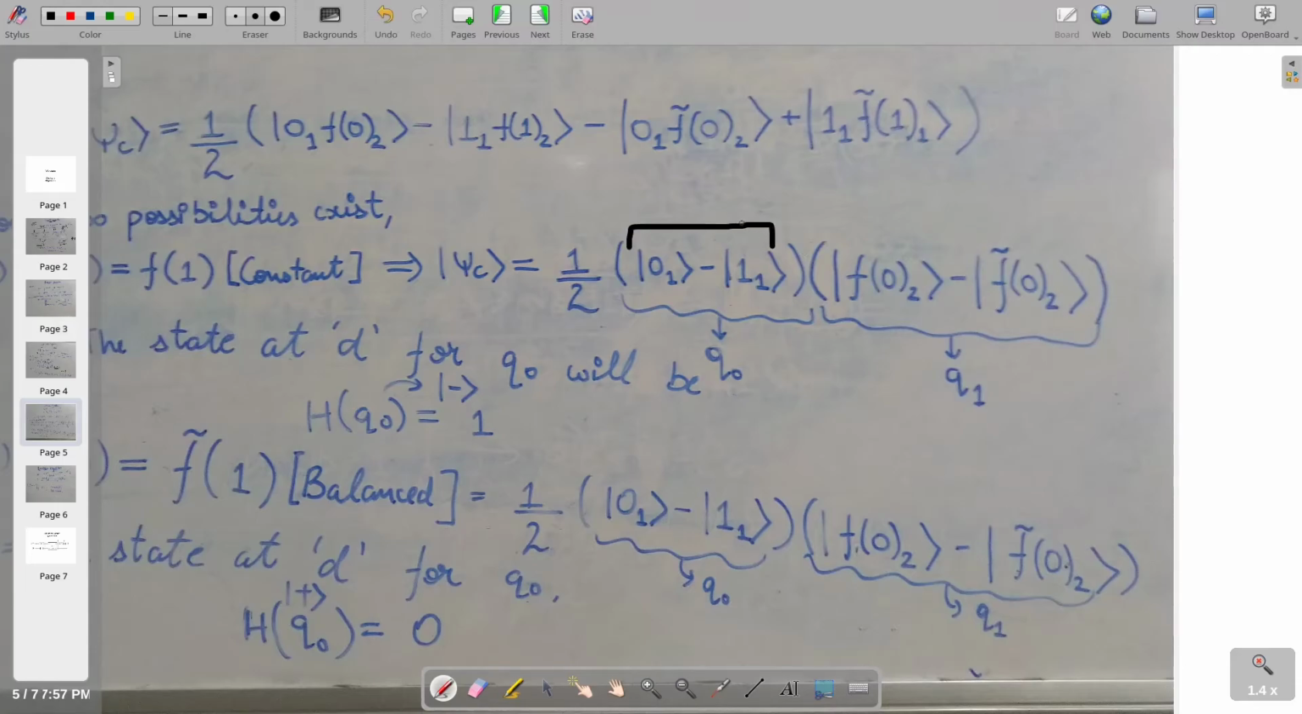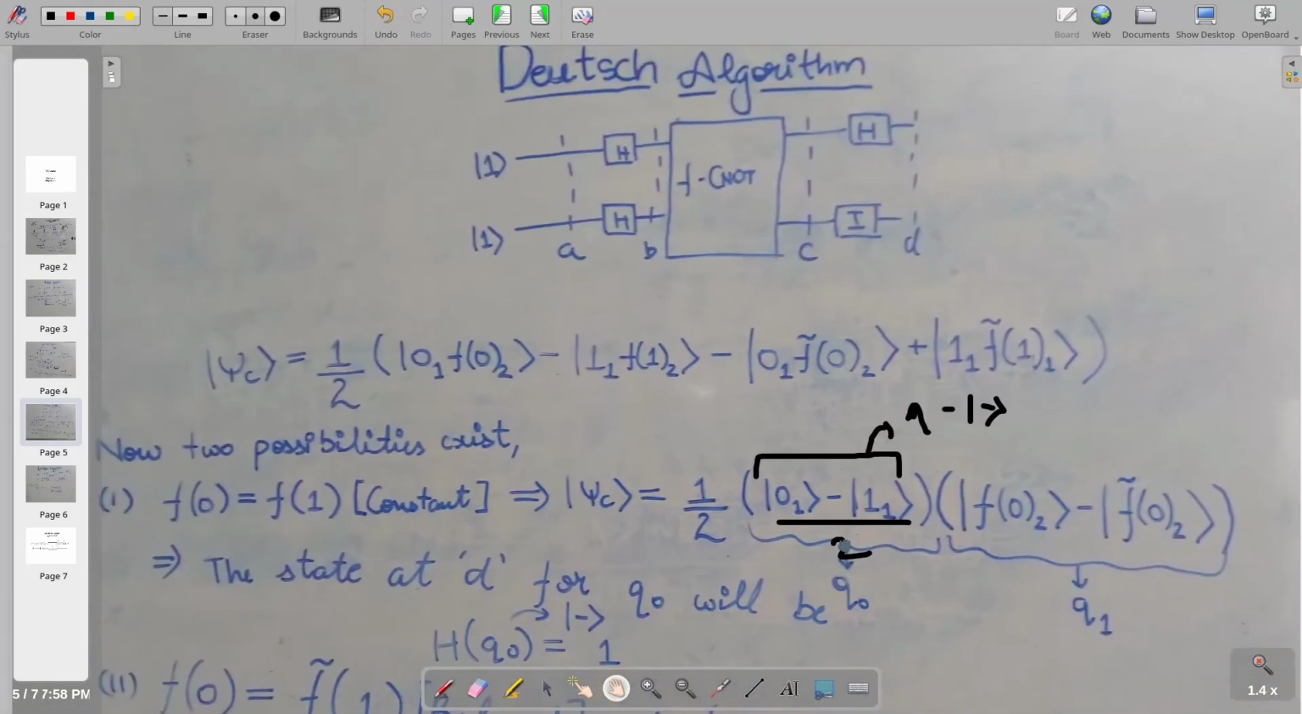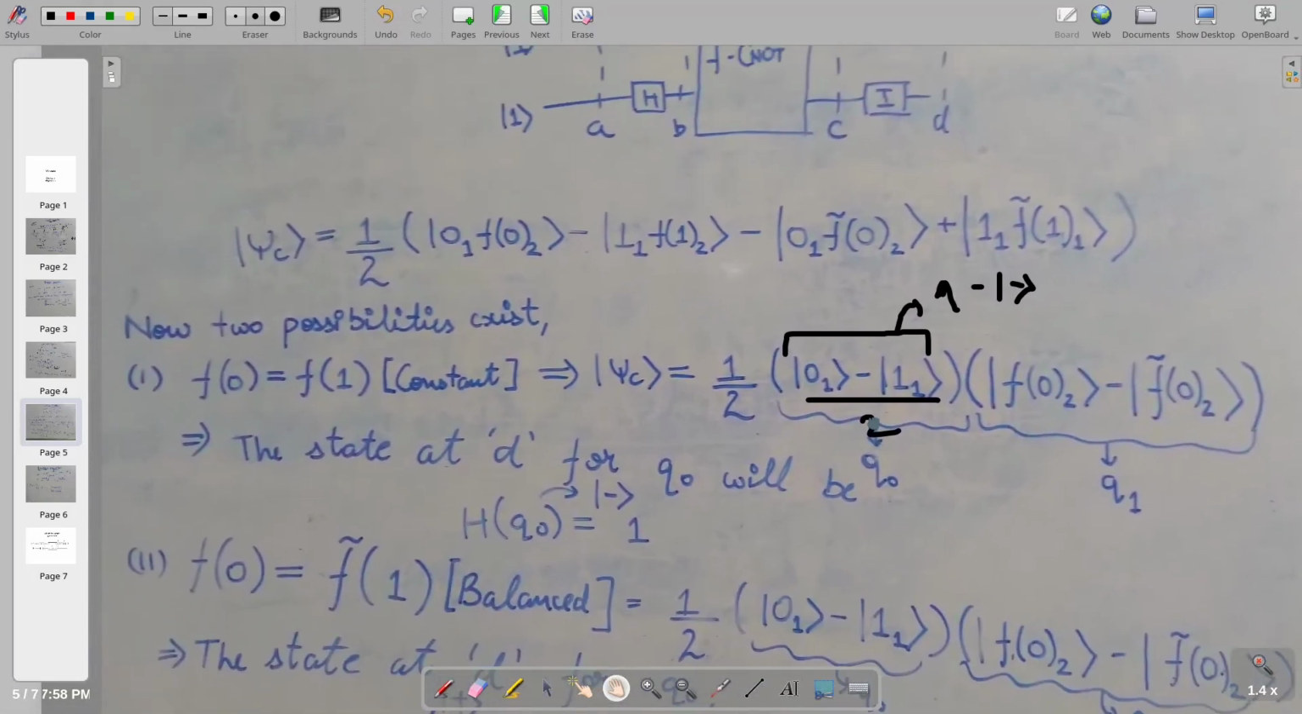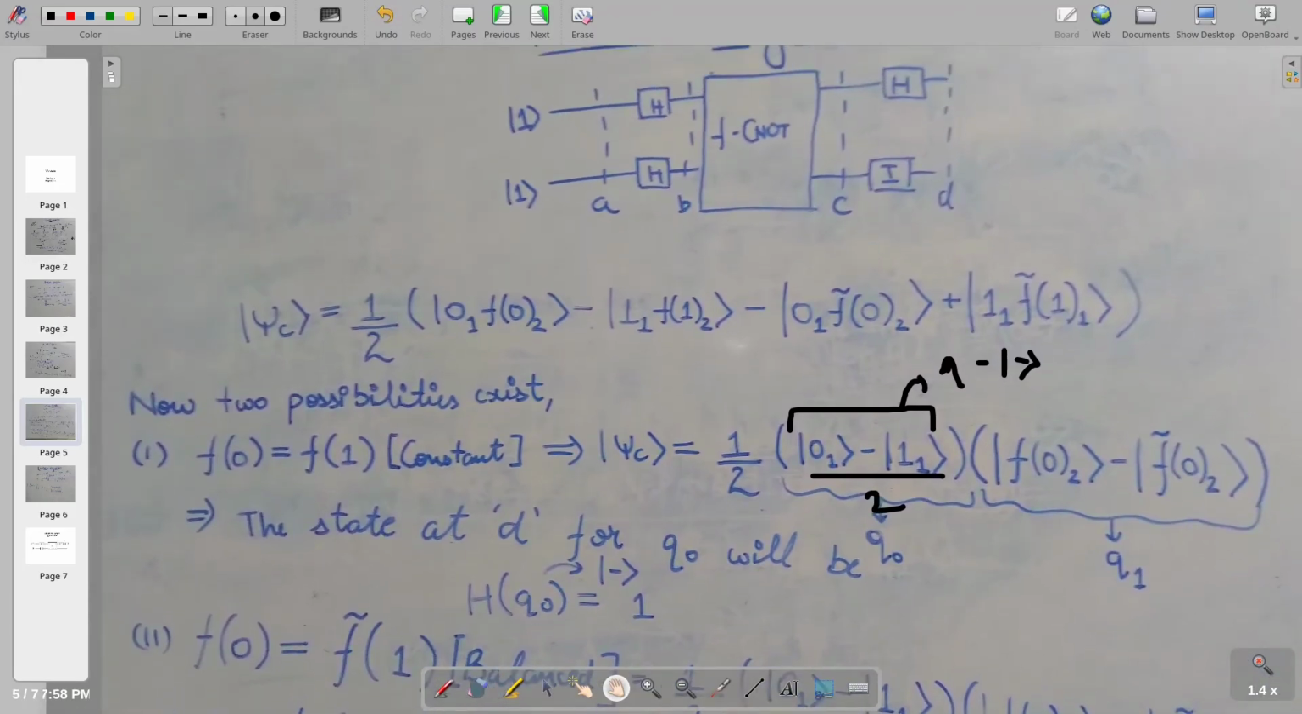If I name this the first qubit, it's nothing but a minus state. You see the phase is negative, and it could be written as 1/2. It's nothing too difficult, it's nothing but a minus state. And with fx we're not interested in this, because this phase is the important thing; this particular phase will give us a solution. So if fx was a constant function, then at point D the first qubit would be in state minus.